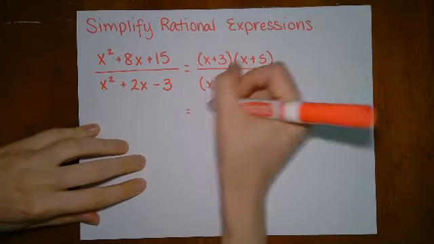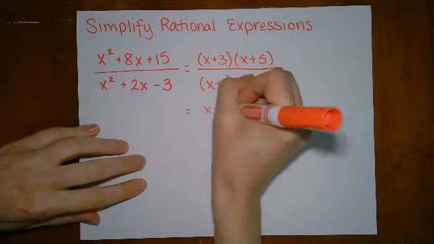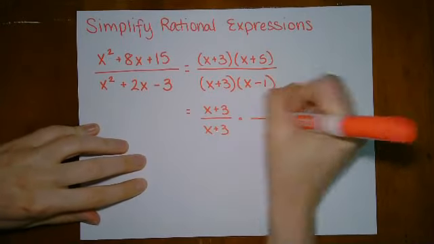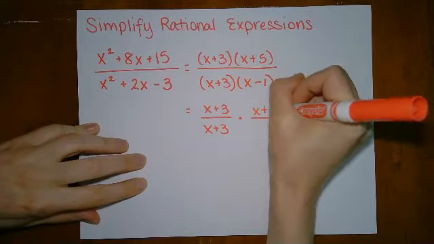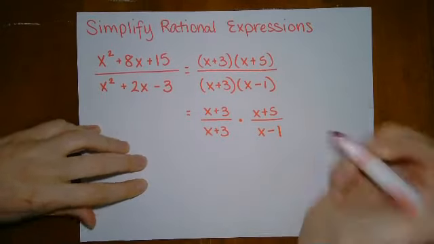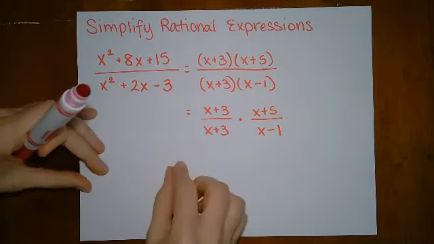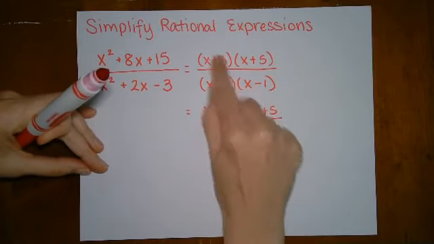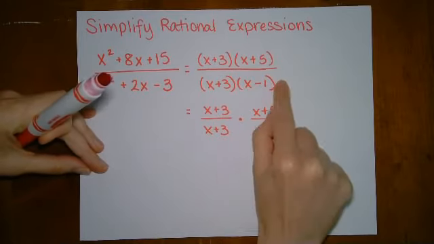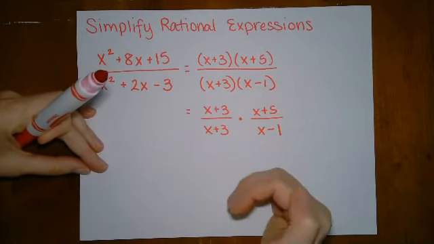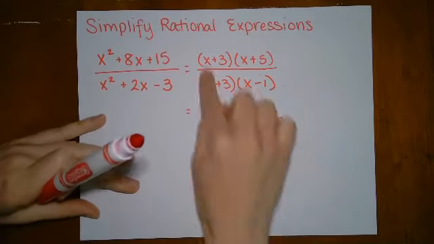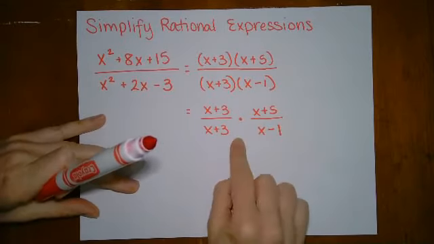I'm going to break it up so we can see what's going on. So what's happening is we have x plus 3 over x plus 3 being multiplied by x plus 5 over x minus 1. Hopefully you recall from your days of multiplying fractions that when you multiply a fraction, you just multiply numerator times numerator, denominator times denominator. All I did was go backwards. So now, I know that this is equivalent to this.